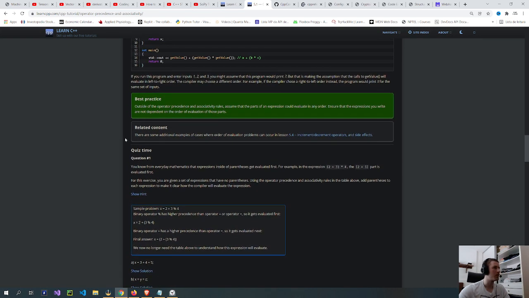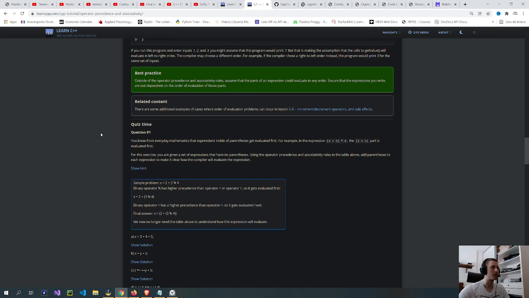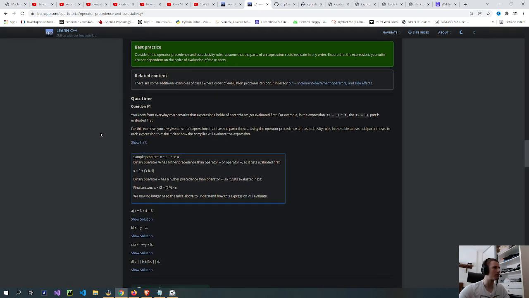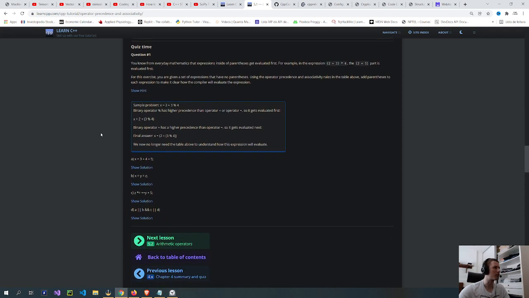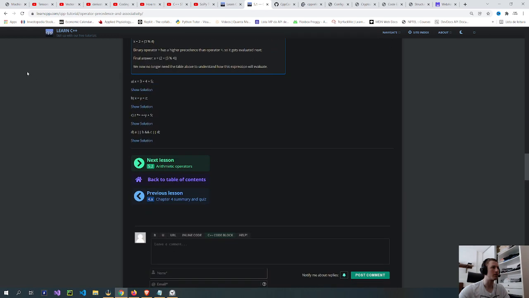I get it. Best practice: outside of the operator precedence and associativity rules, assume that the parts of an expression could evaluate in any order. Ensure that the expressions you write are not dependent on the order of evaluation of those parts. Related content: there are some additional examples of cases where order of evaluation problems can occur in lesson 5.4. Quiz time, question 1. You know from everyday mathematics that expressions inside of parentheses get evaluated first. For example, in the expression, this part is evaluated first.